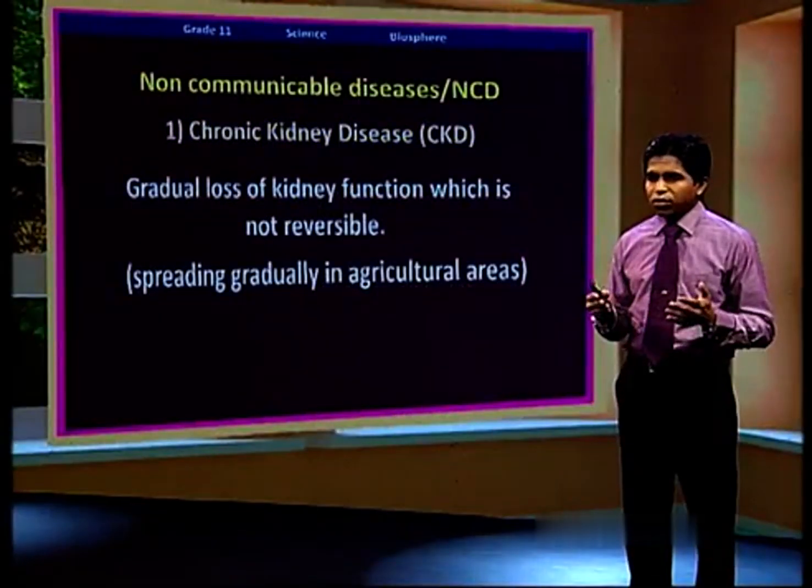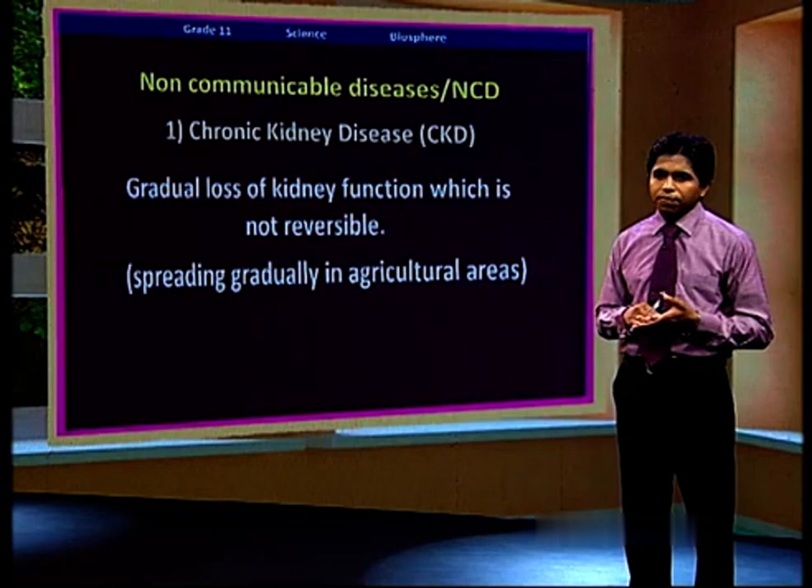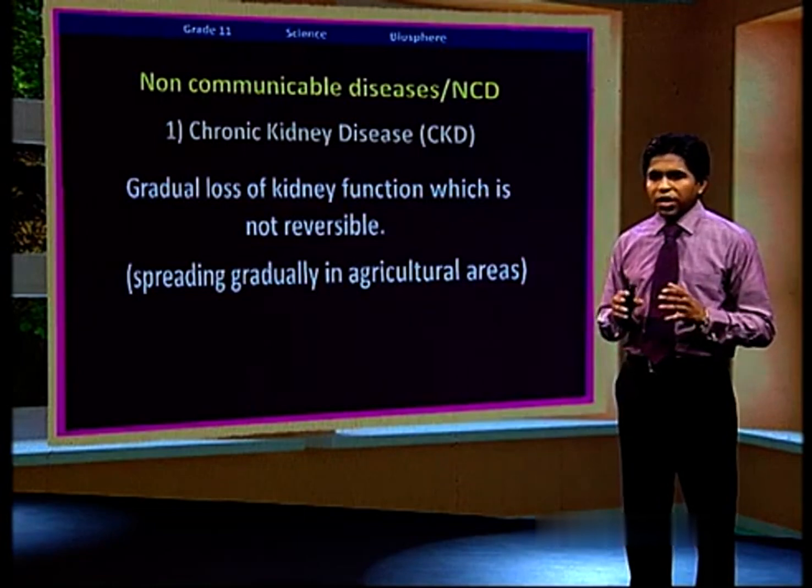Sometimes we say unidentified kidney disease. This is spreading gradually in agricultural areas because they use large amounts of agrochemicals and chemical fertilizers instead of compost fertilizers. Therefore, these return to their body, and those agrochemicals and toxic heavy metals directly affect their kidneys and the functioning or filtration process of the kidney.